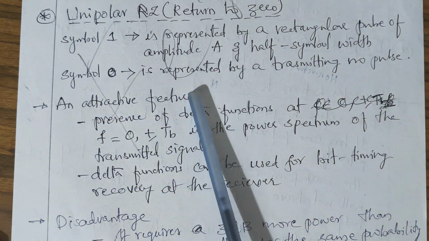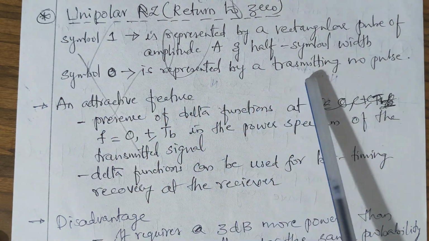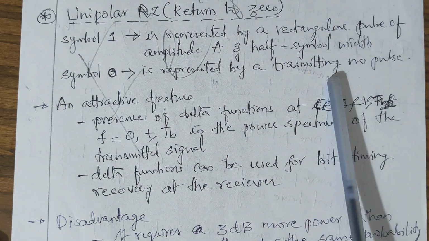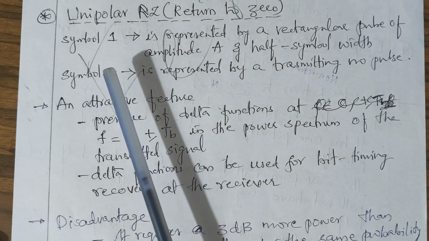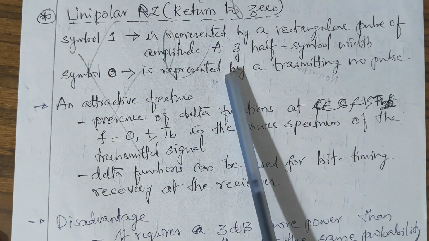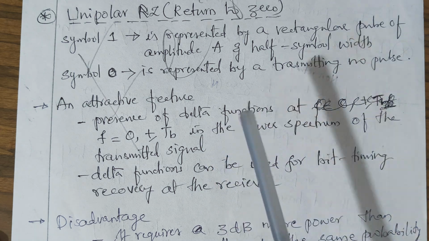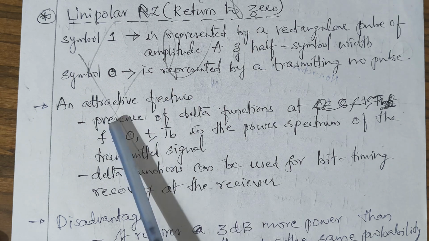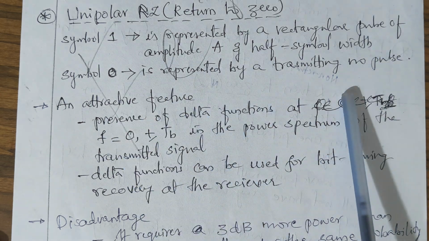And symbol 0 is represented by transmitting no pulse. This remains the same for the NRZ and the RZ. So here for symbol 1, you will have a rectangular pulse of amplitude A only for the half symbol width, whereas for symbol 0, again the same thing, there will be no pulse transmitted.